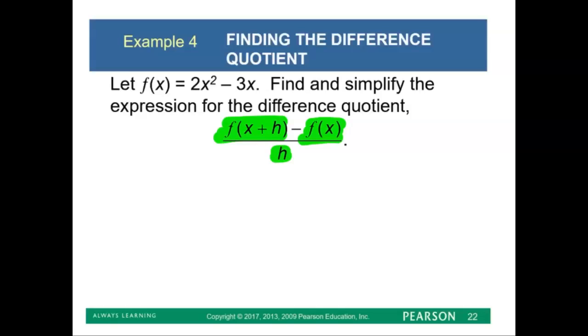So we need to plug in for each of those, okay? Well, h is what it is. There's nothing really to plug in there. f(x) we're given, so we need to find f(x + h).